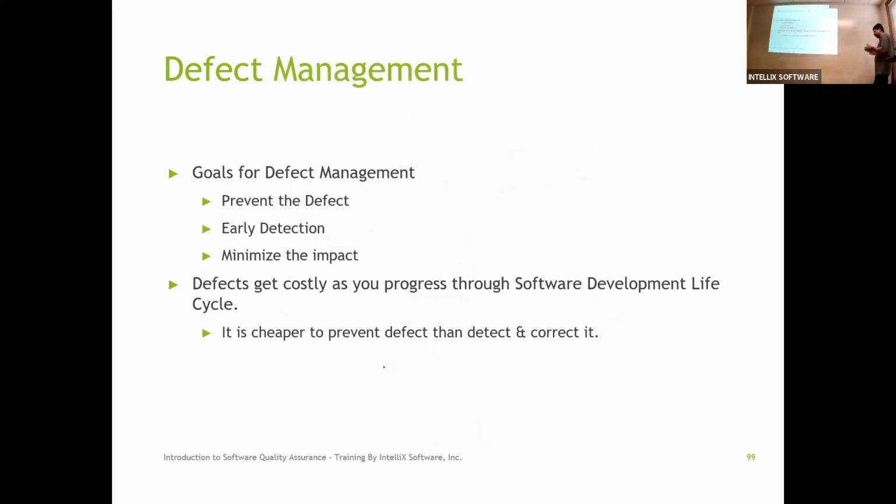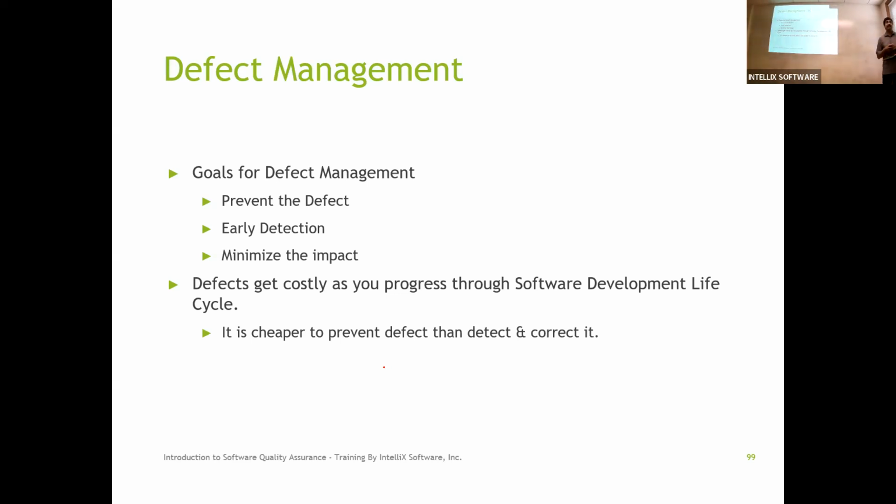Now that you have understood the defect process, every project that you work on is going to have a defect management process. And in any defect management process, the first goal for you is to prevent defects. You want to put steps in place so that the defect doesn't get introduced into the system. Nobody is going to be perfect, so there's going to be a defect that seeps in.